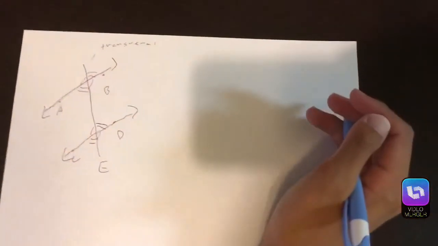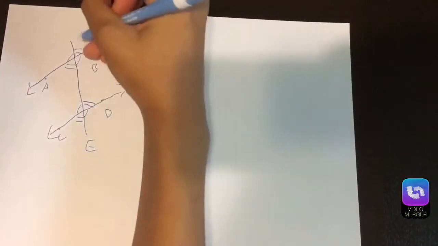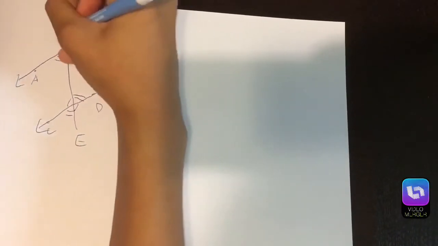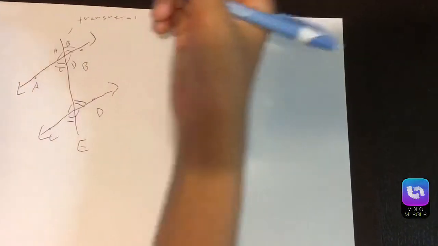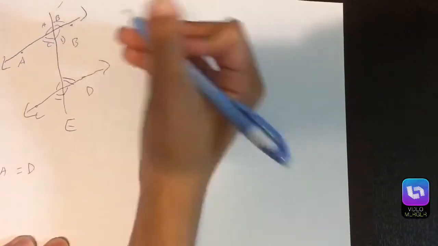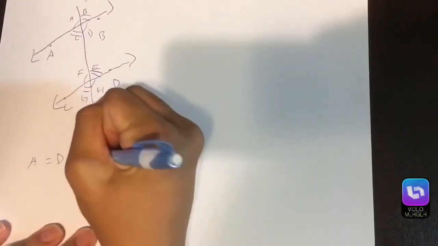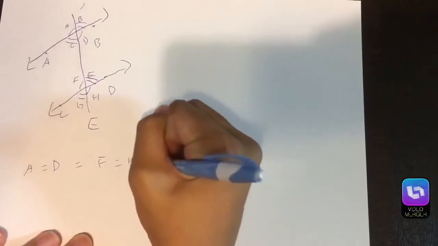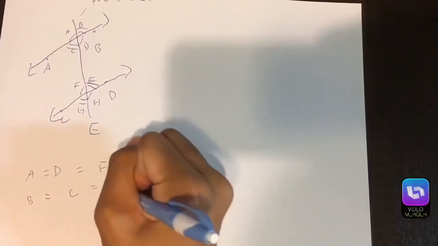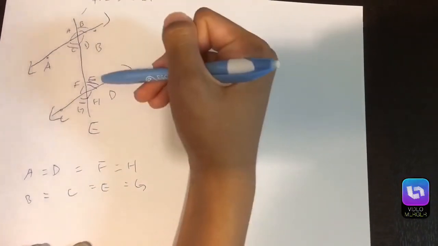By knowing corresponding and vertical angles, we can prove that, let's say this is A, B, C, D, that A is congruent to D, and let's say E, F, G, H, and D is congruent to F, and F is congruent to H. So all of these are congruent, and we can also see that B is congruent to C, and C is congruent to E, and E is congruent to G. So we see that C and E are congruent.